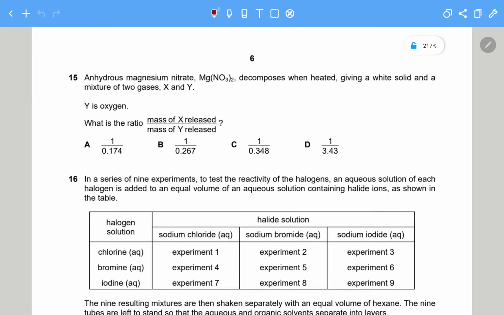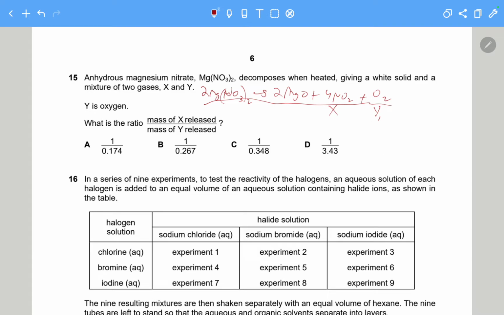Question 15. Anhydrous magnesium nitrate, Mg(NO3)2, decomposes when heated, giving a white solid and a mixture of two gases, X and Y. Y is oxygen. So what is the ratio of mass of X released over mass of Y? Right. So 2Mg(NO3)2, let's always write the equation in these types of questions. It makes many things easier. 2MgO plus 4NO2 plus O2, right? We have been told that Y is oxygen, so definitely NO2 must be X. So we need to calculate the ratios, and imagine we start with 2 moles of magnesium nitrate. So we form 4 moles of nitrogen dioxide, which is X, and 1 mole of oxygen, which is Y, because you can see these molar ratios in this balanced equation.